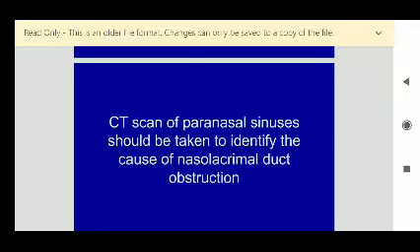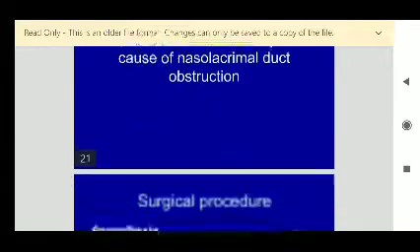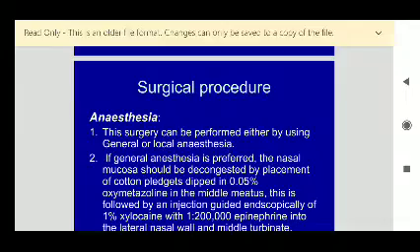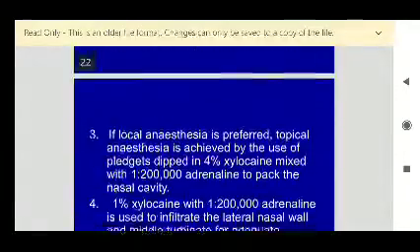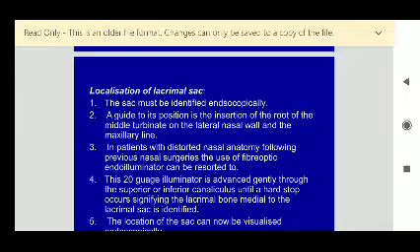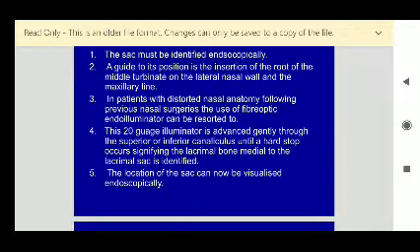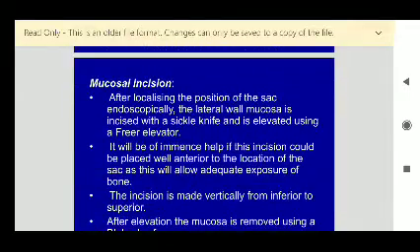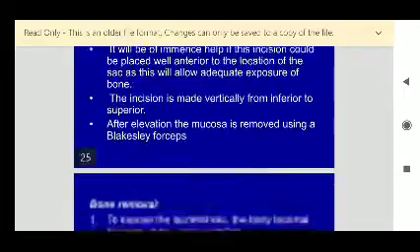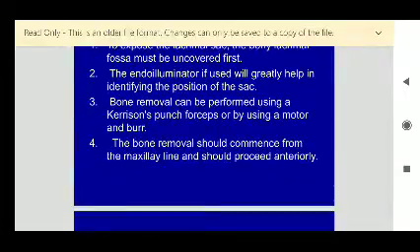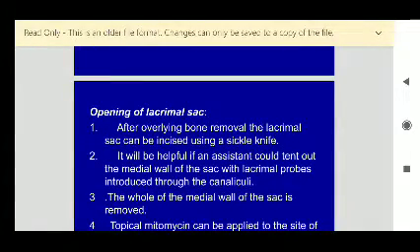You can also take the help of a CT scan to visualize the nasolacrimal duct. The procedure is done under local or general anesthesia. The sac is visualized internally with a light guide, and the illuminator can be used through the puncta. The mucosal incision is given at the elevation of the lateral wall mucosa, forming the flap. Then Kerrison's bone punch is used, nibbling from the maxillary line anteriorly.